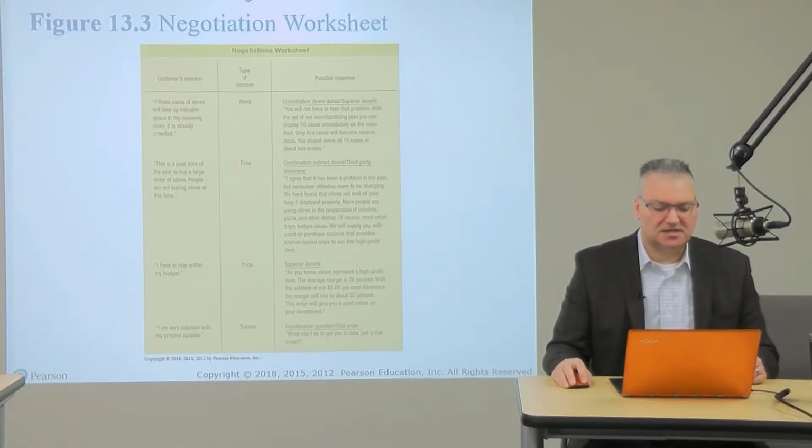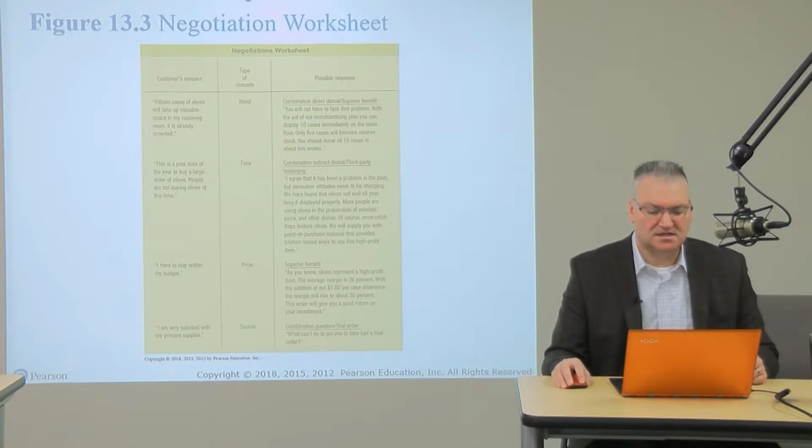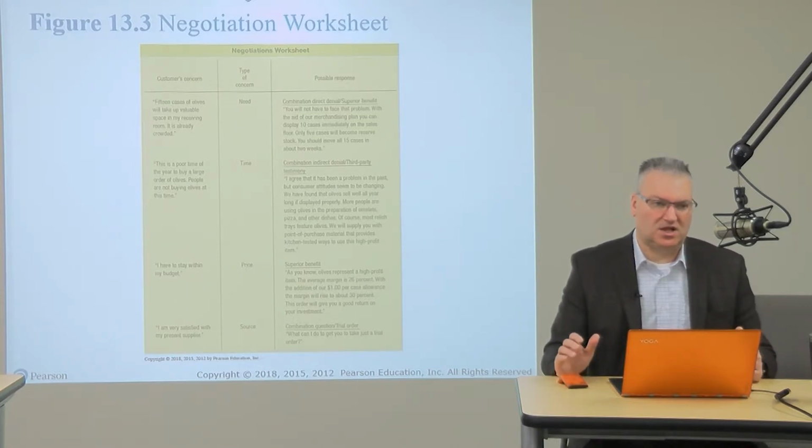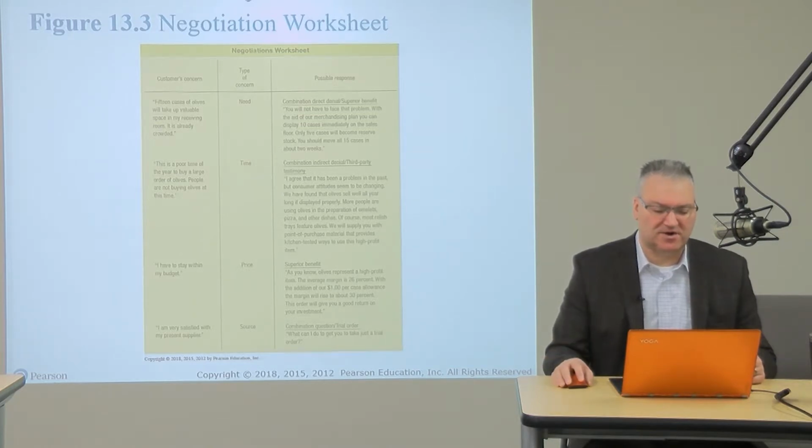So again, the customer's concern: 15 cases of olives will take up valuable space in my receiving room. It's already crowded. This type of concern is a need one. So you have a combination of direct denial and superior benefit. So you will not have to face that problem. With the aid of our merchandising plan, you can display 10 cases immediately on the sales floor. Only 5 cases will become reserve stock. You should move all 15 cases in about 2 weeks. So you can see knowing a lot about their business and about how you can solve their problems is key.